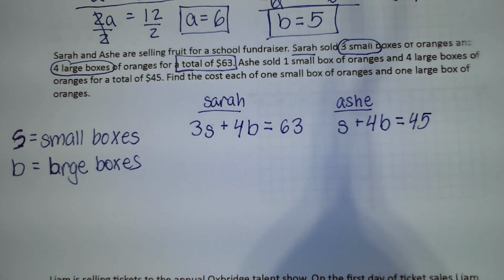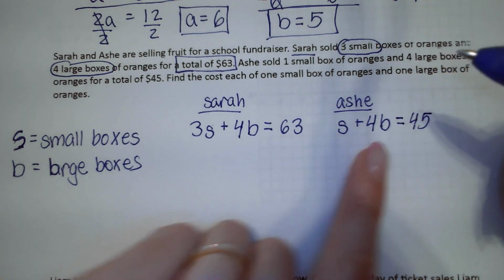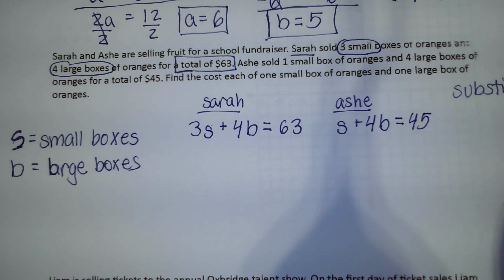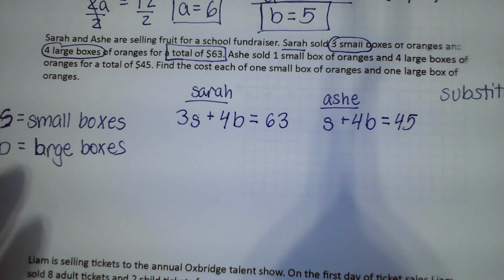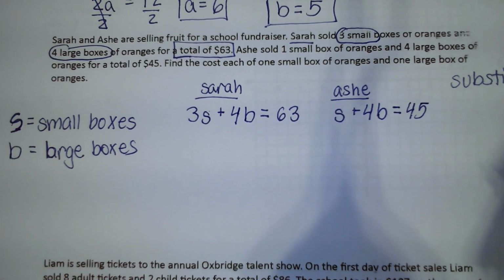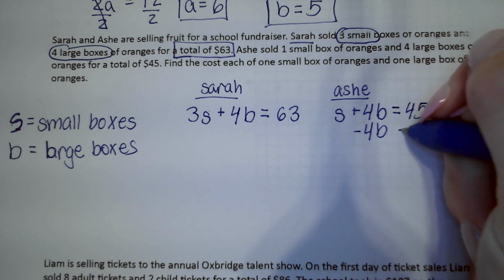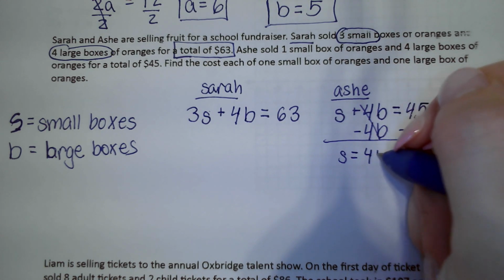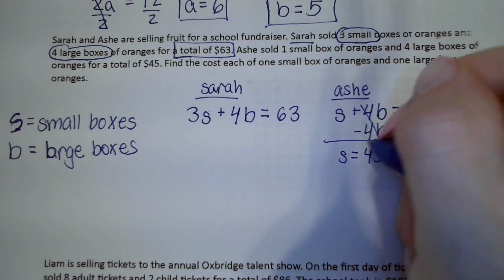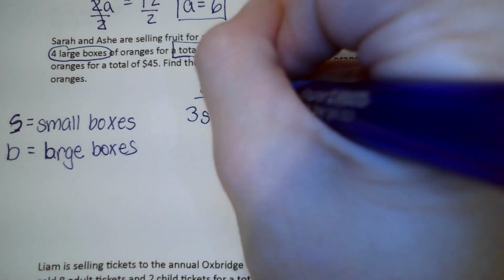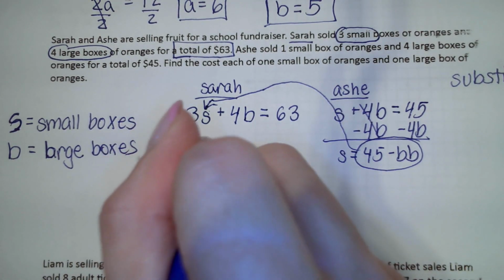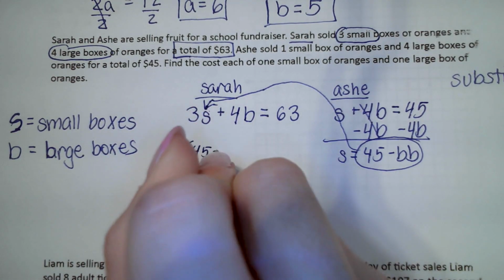Now, for this system, I could eliminate, but I'm going to use substitution this time because I see that S is already almost isolated. So we're going to use substitution and subtract 4B from both sides so that S equals 45 minus 4B. Now we can take that and plug it in for S.